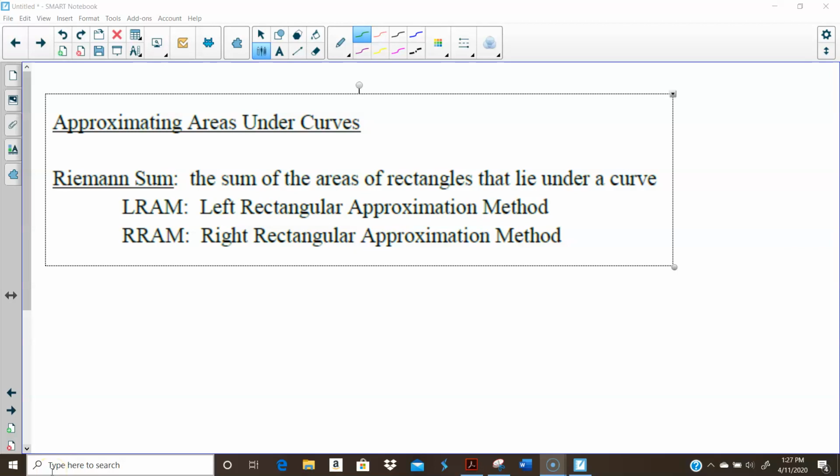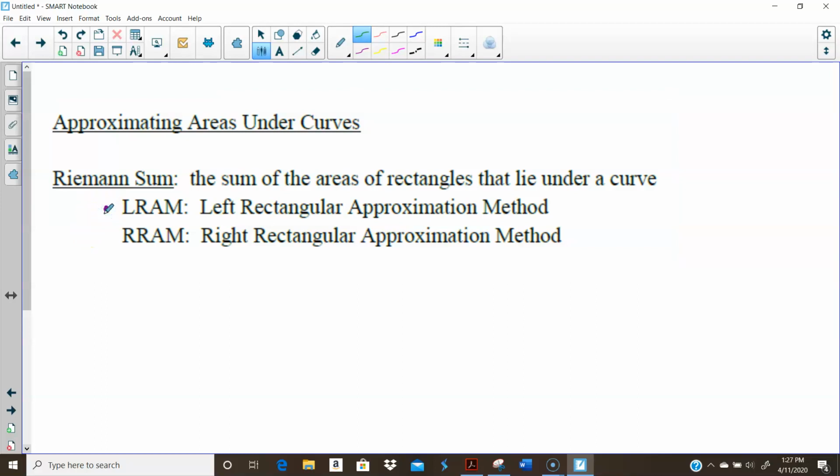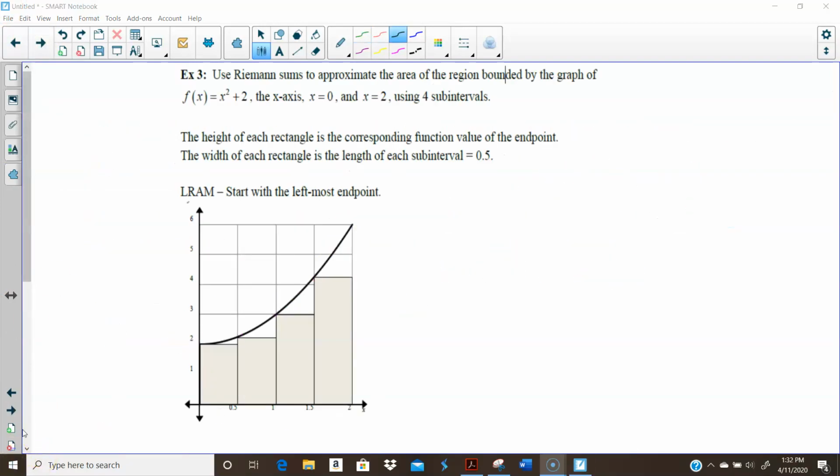Now we're going to look at approximating area under a curve. So Riemann sum is the sum of the areas of rectangles that we make underneath a curve. There's 2 types of rectangles we can make. Left rectangles, so the left side of the rectangle will hit the curve, or the right side of the rectangle will hit the curve. In example 3, we're going to use Riemann sums to approximate the area of the region bounded by the graph of f of x equals x squared plus 2.